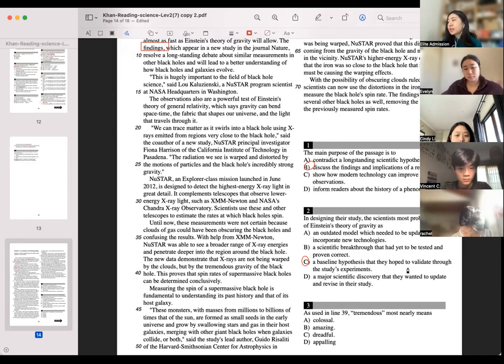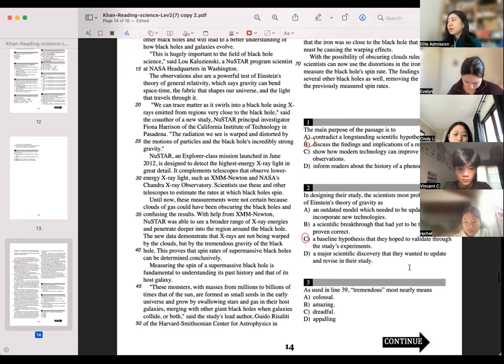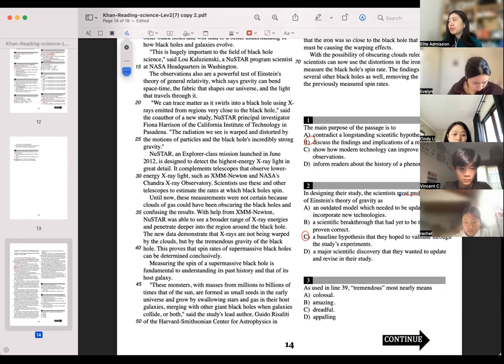Basic hypothesis that they hope to validate through the study of experiment. Probably, most probably thought of. That's also a sign of an inference question. So most likely, most probably. Remember, that's something not directly mentioned, but again, it makes sense. It is deducible, right? We can get to that conclusion. We can infer.